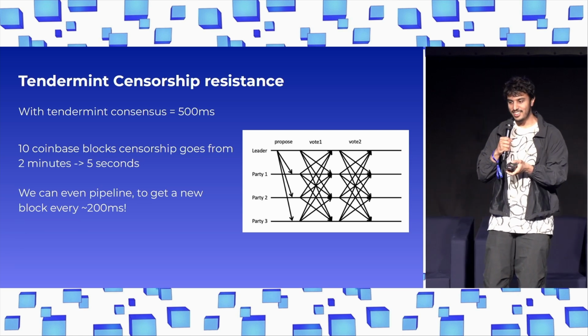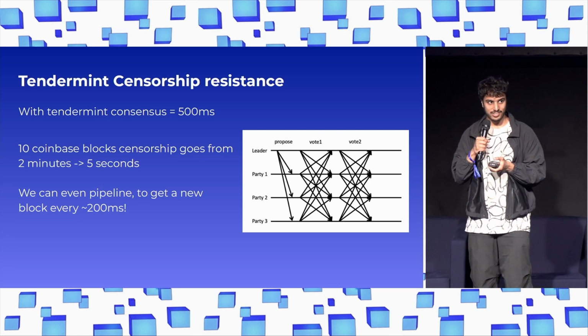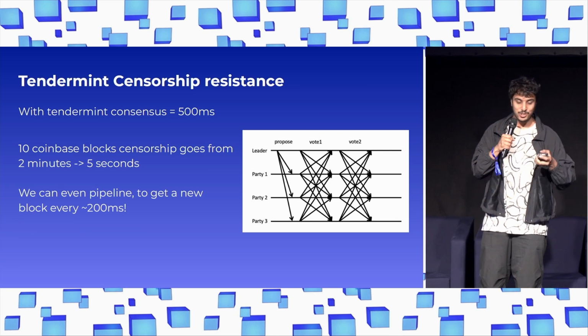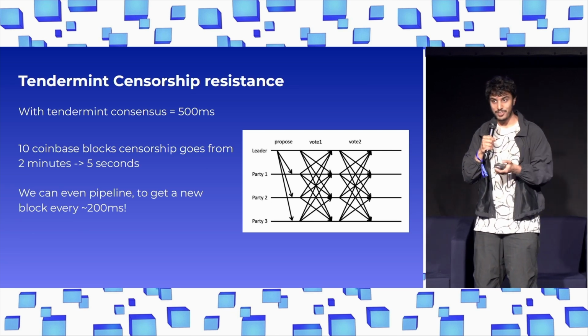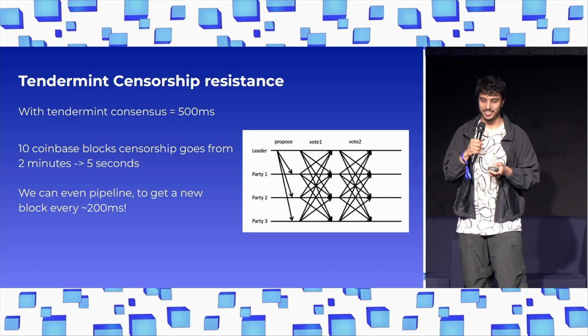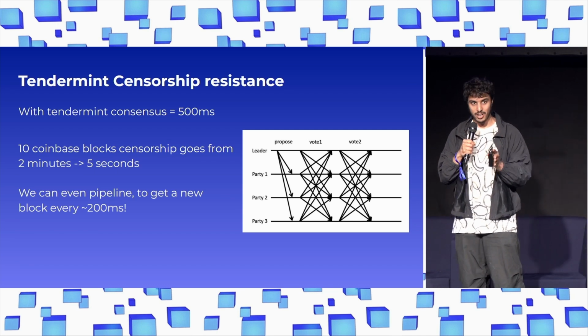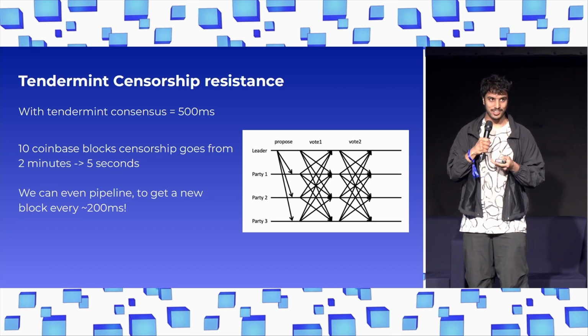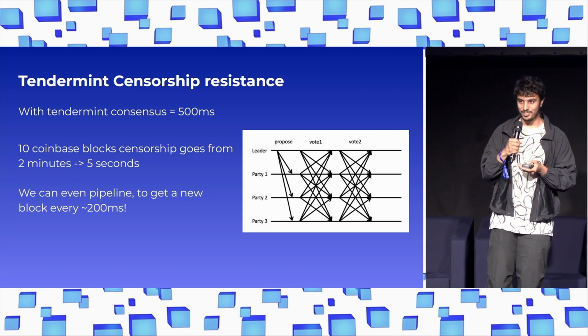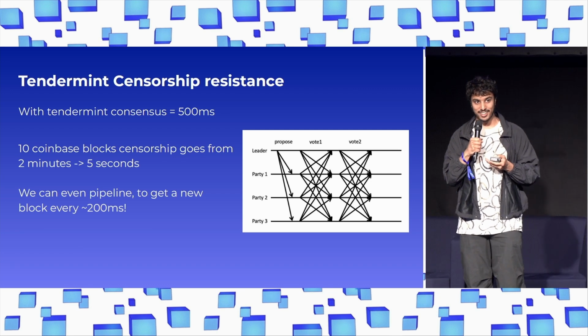So if we just did this, that would make our censorship resistance for all these protocols go from 2 minutes in the ETH example to 5 seconds. This is a qualitatively different world. And if we pipeline consensus, you can get a new block every 200 milliseconds, which gets you down from 2 minutes to 2 seconds. So Tendermint alone gets us very far.